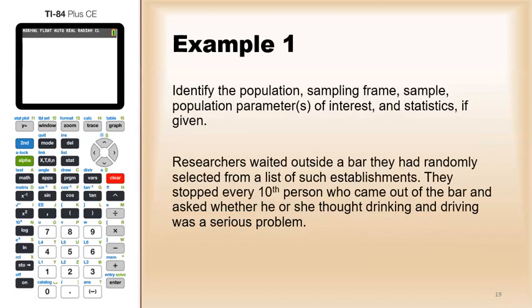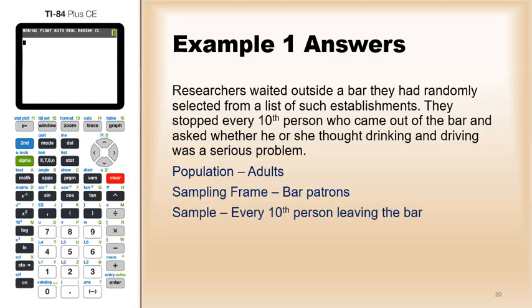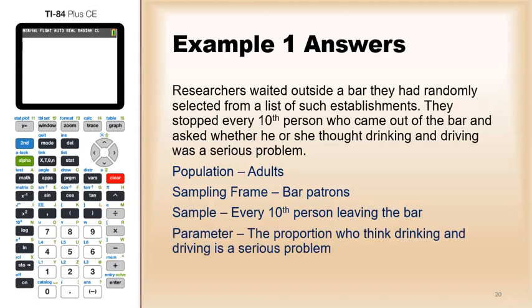Okay. All right, for these upcoming examples, let's go ahead and look at the population, sampling frame, sample, population parameters, and statistics. All right, so researchers waited outside a bar they had randomly selected from a list of such establishments. They stopped every 10th person who came out of the bar and asked whether he or she thought drinking and driving was a serious problem. So the population is going to be all adults here. The sampling frame would be those who are at that bar, the bar patrons. And the sample was every 10th person leaving the bar. In this case, we're interested in whether or not they thought drinking and driving was a serious problem. So we'd be looking at what proportion of them said it was.